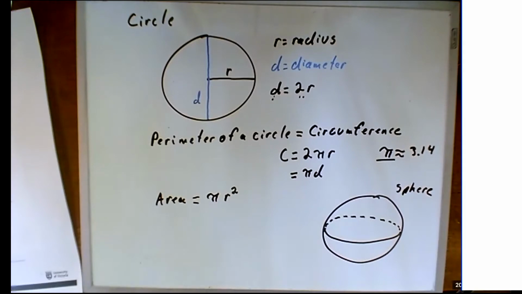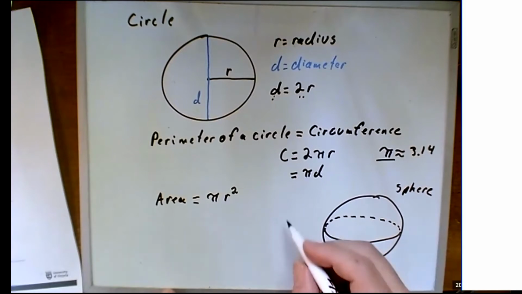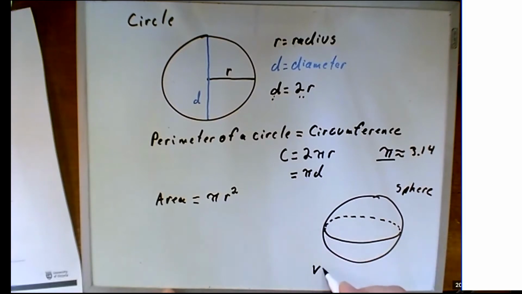You are not responsible for the surface area of a sphere. We're only responsible for the volume of a sphere. So the formula for the volume of a sphere, again, where the radius goes from the center to the edge, is a funny little formula. 4/3 pi r cubed. So there's the formula for the volume of a sphere, 4/3 pi r cubed.